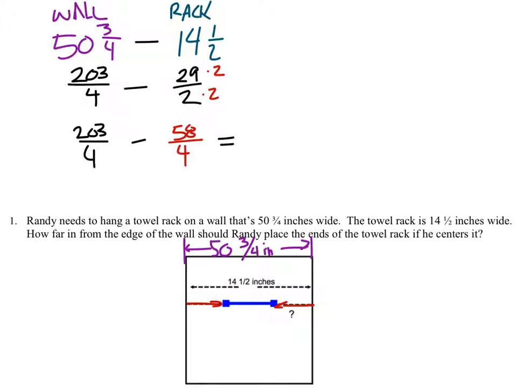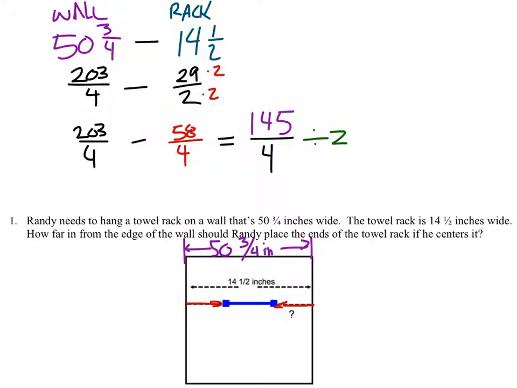Well, my answer now will be in fourths, and I would have 145 fourths on that. And this would be inches remaining between the wall and the rack if we had pushed all the way to the side. But we can see, using the model down here, that that value has been divided in 2. So we are going to have to divide this by 2.